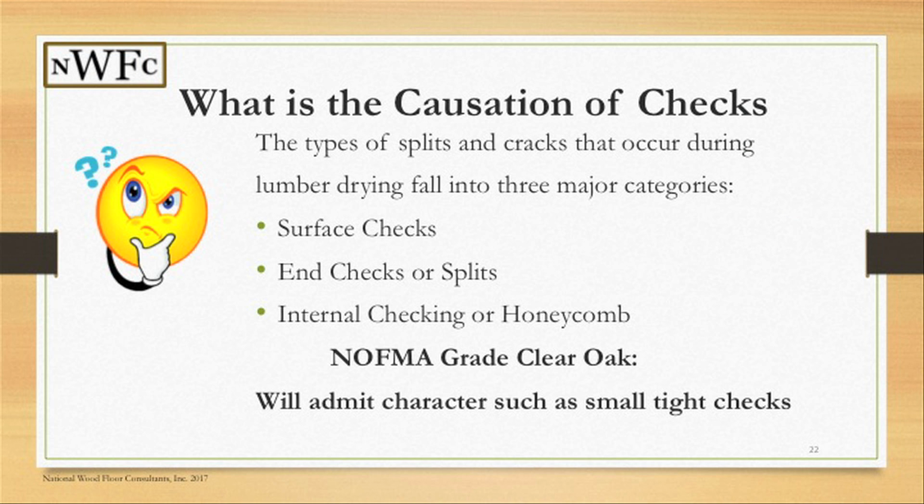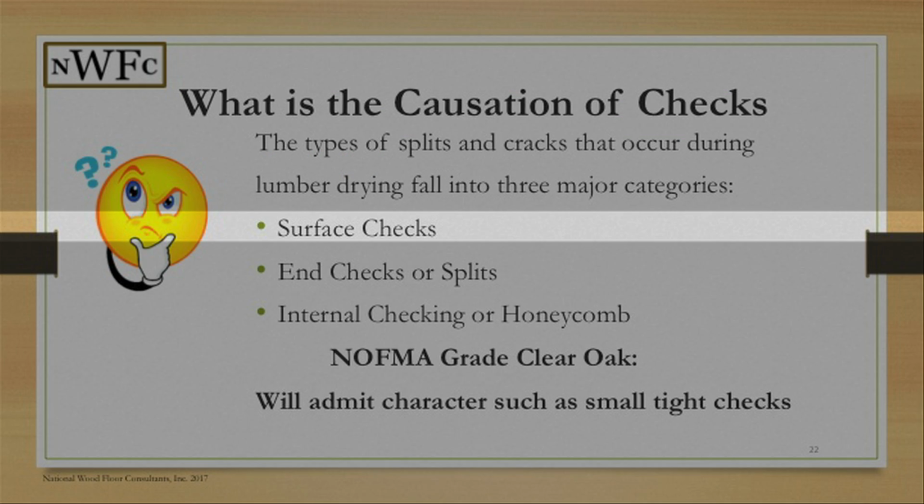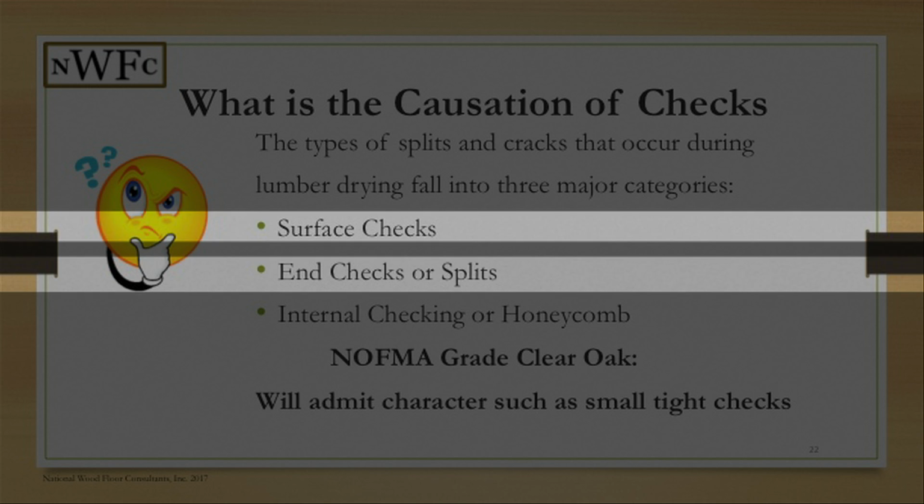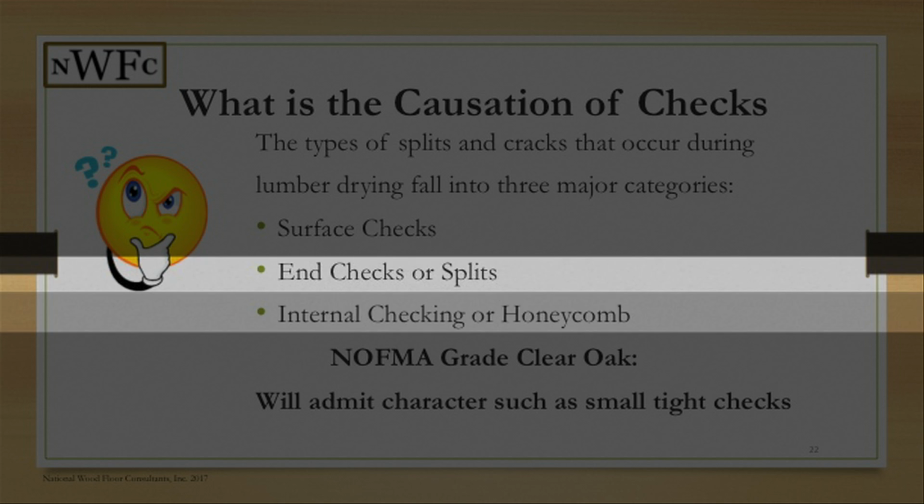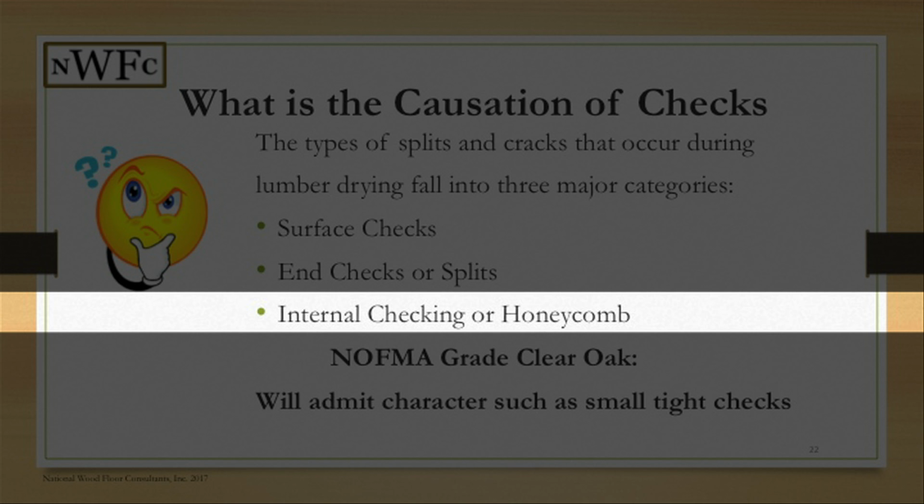Causation of checks and the type of splits and cracks that occur during lumber drying. And there's only three categories in it. First, you're going to find surface checks. You're going to find end checks and splitting, and internal checking, or what's called honeycomb.